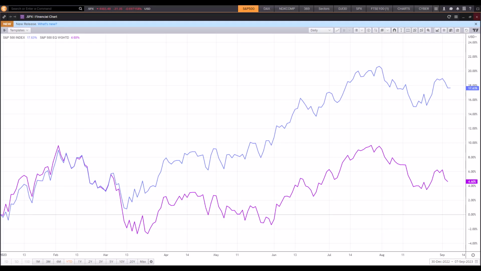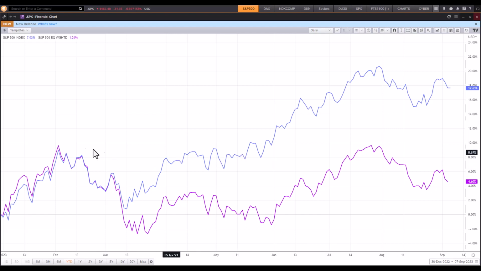Now, an interesting point to note: not all rallies are equal. If we look at the difference between the performance of the S&P 500 and the S&P 500 equal weighted index, you can see that a few large cap players in the S&P have really been driving the rally, because year to date the S&P equal weighted is only up 4.6%, while the S&P 500 is up 17.6%. So you can see a lot of the performance sits in the very large players like Apple, Amazon, Tesla, and Nvidia, all those in the S&P 500 that have been driving this rally since the March low.